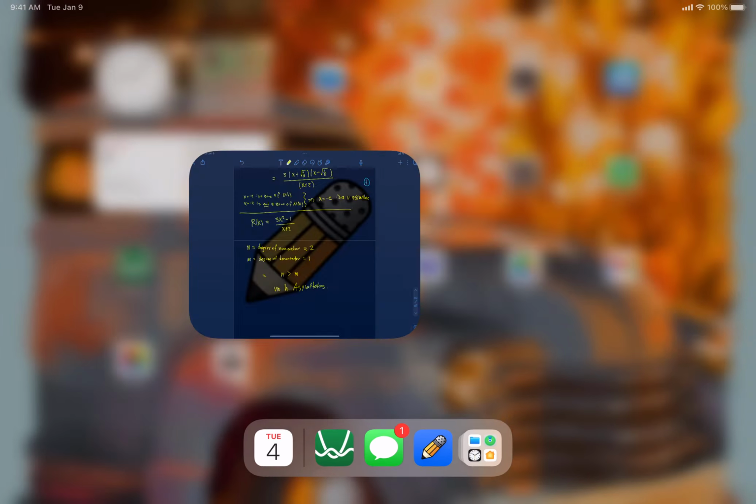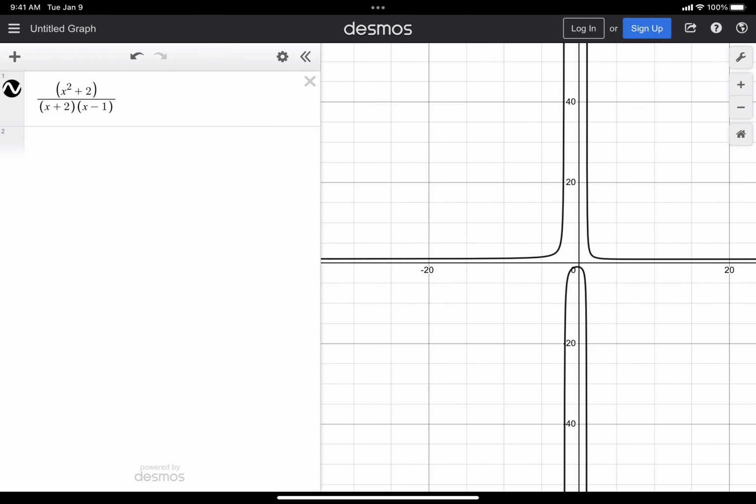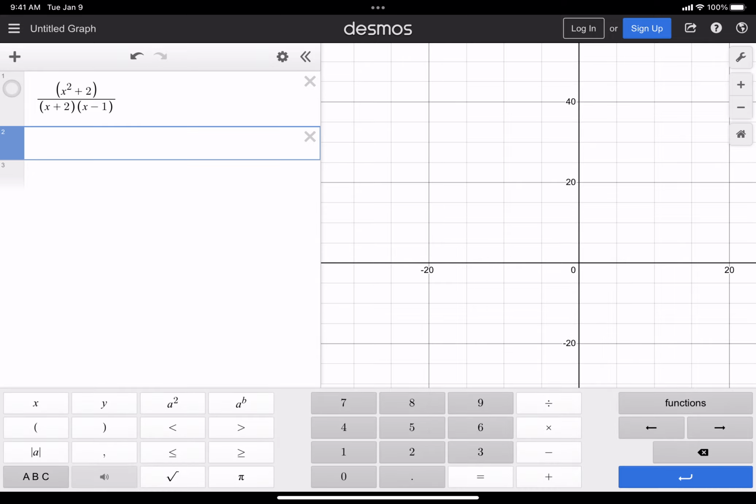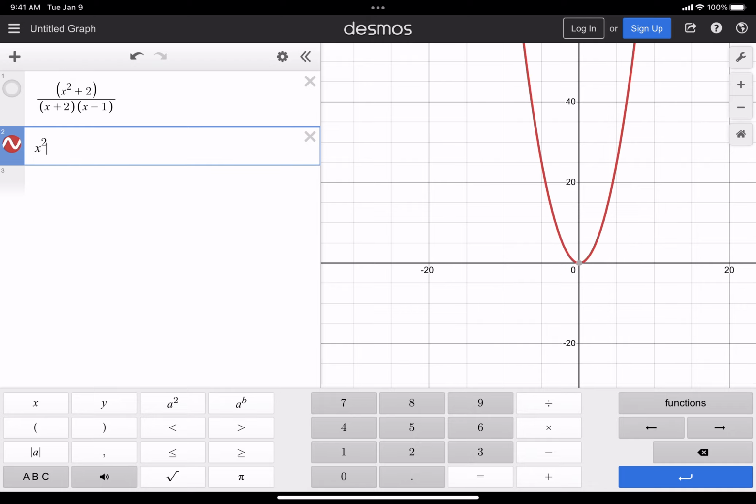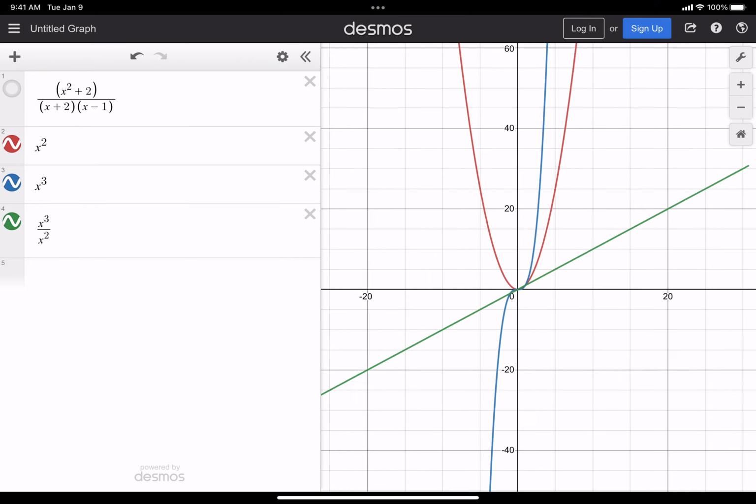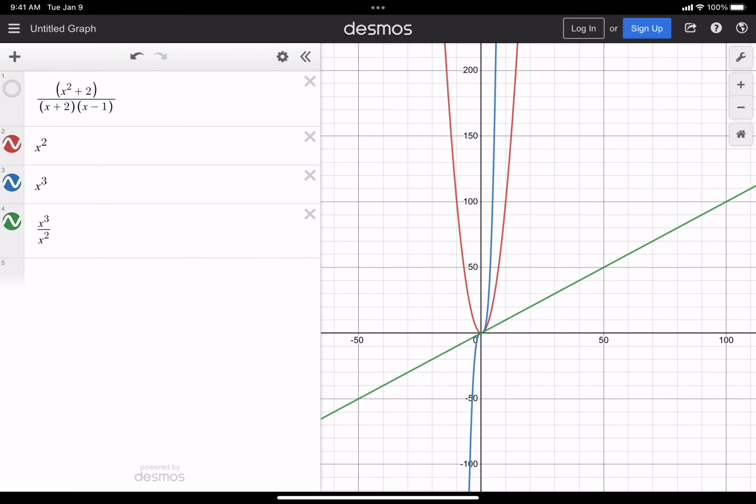And let me just show you really quickly why that's true using Desmos. I'm going to turn that off for a second and do another one. So let's take a look at the difference between the function x squared and the function x cubed, and the function x cubed divided by x squared. So what is the deal with these? What is causing this? This is the rational expression. This is the numerator, and this is the denominator.